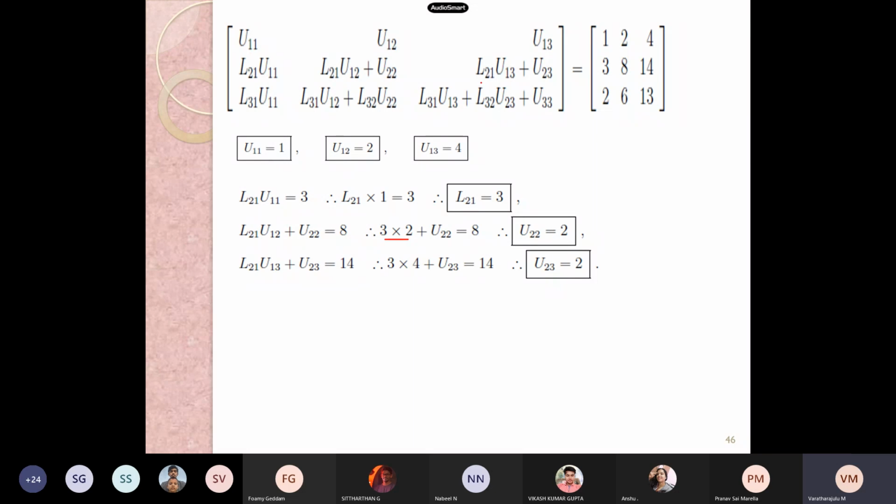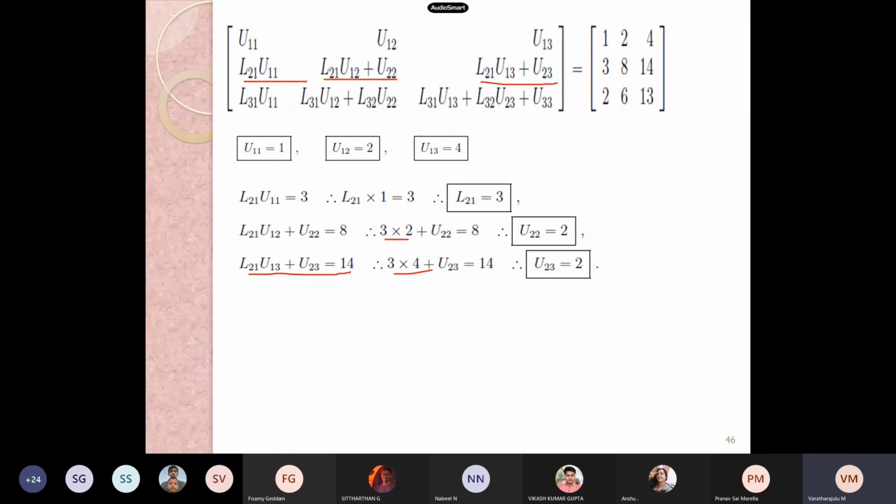Similarly, the third term, that is L21 into U13 plus U23 is equal to 14. We already derived the value of L21, and I am applying the value of L21, that is 3 into U13, which is equal to 4. Therefore, this becomes 12. 14 minus 12, therefore U23 is equal to 2.